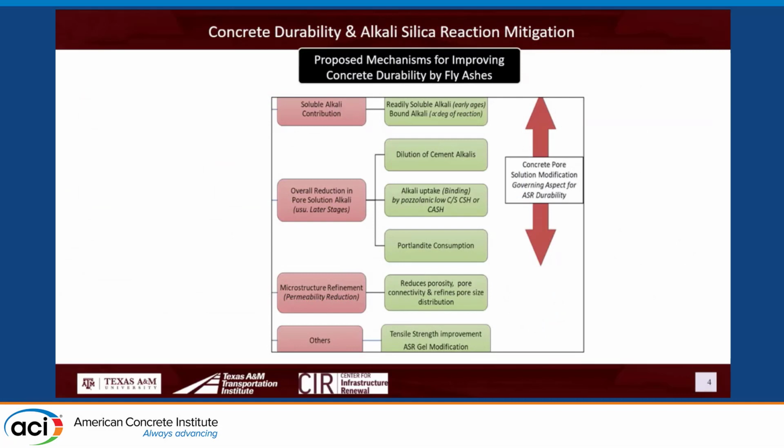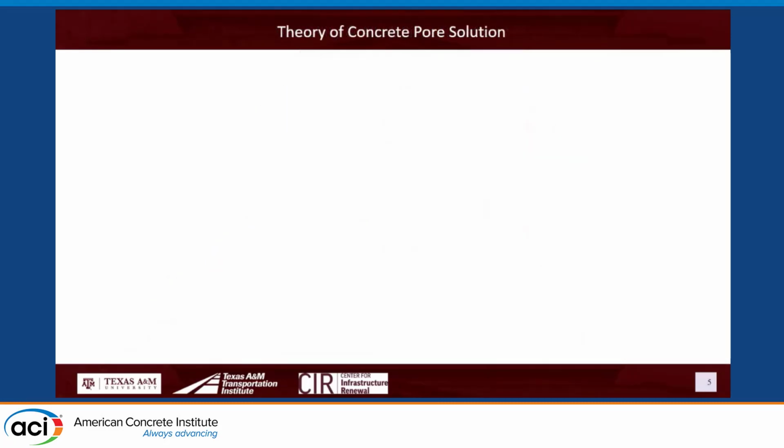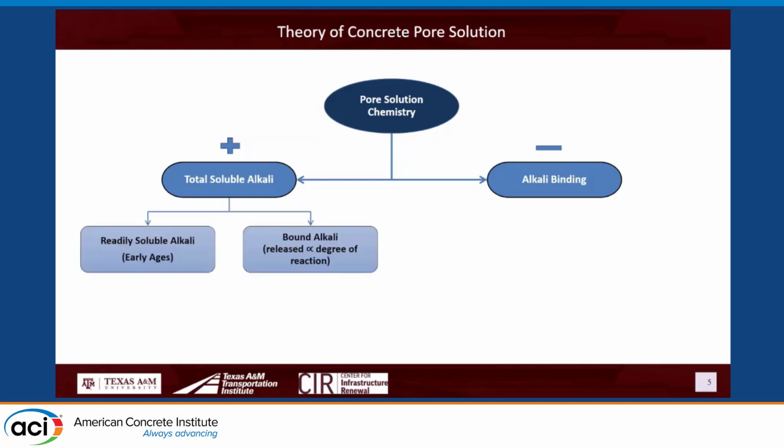Going back to the previous slide, the focus of the presentation today is only how fly ash modifies concrete pore solution, and how machine learning helps understand one of these parameters. If I look at the theory of concrete pore solution, there are two parameters. One is total soluble alkali, and second is alkali binding. The soluble alkali is the alkali coming in, and the binding is alkali being removed. So that is the net effect on the pore solution.